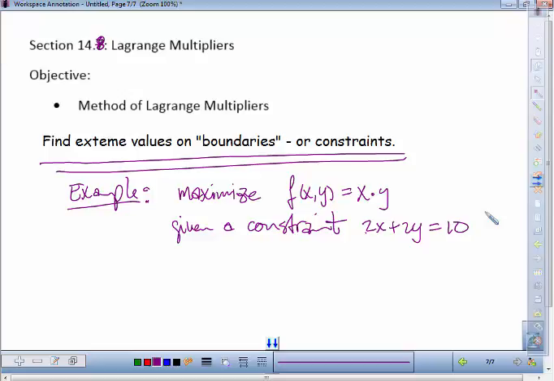So yeah. X times y, yeah. Looks like a dot. Well, it is a dot, but it's not the dot product because these are scalars.